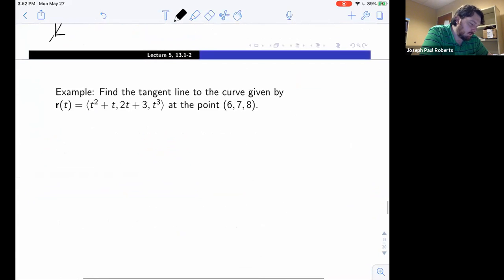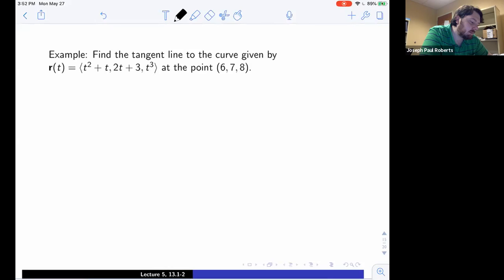Okay, so example: find the tangent line to the curve R of t is t squared plus t, 2t plus 3, t cubed at the point 6, 7, 8. Okay, so we need R prime of t. So 2t plus 1, 2, 3t squared.